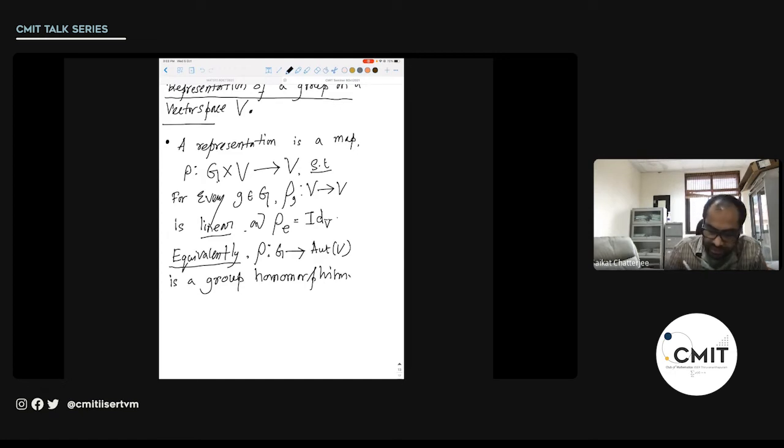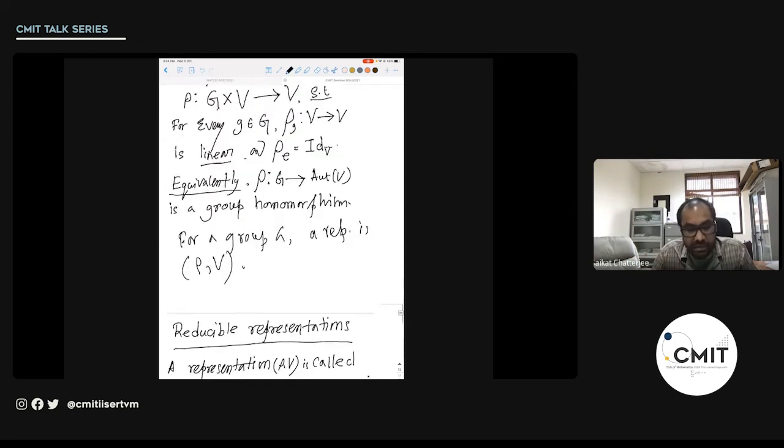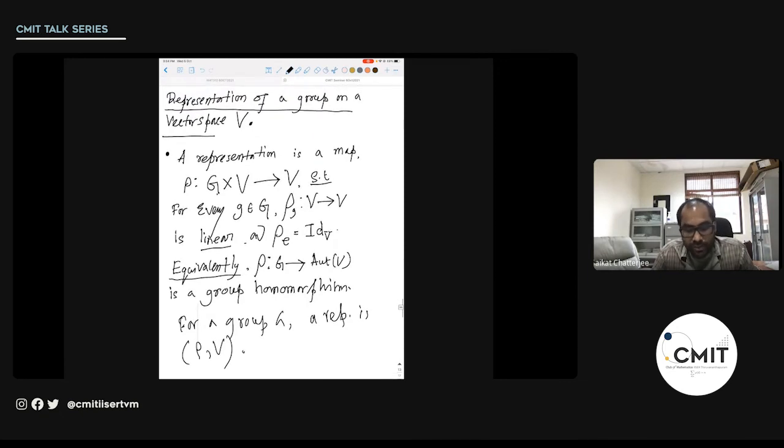So you see that if I keep the group fixed, now I will not change the group. For a group G, a representation is basically this pair, rho and V. Suppose you do not bother to change your group. You have a fixed group, and if you talk about the representation of this group, you have to specify these two things: on which vector space you are representing this group, and what is this map. If you specify these two things, that will specify your representation. So when the group is fixed, we will denote a representation by the notation rho comma V, where V is the vector space.